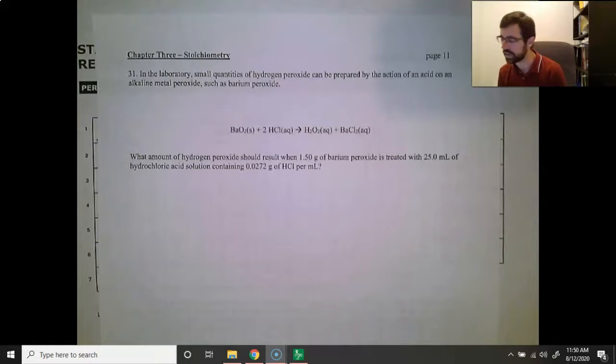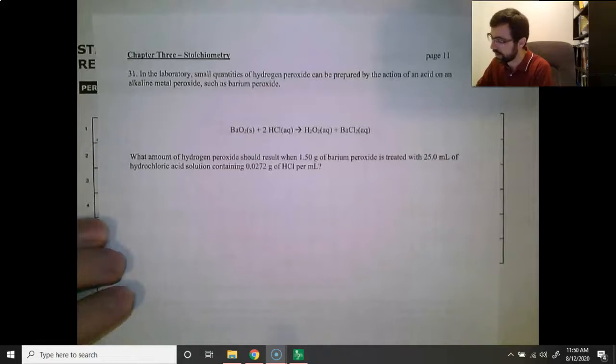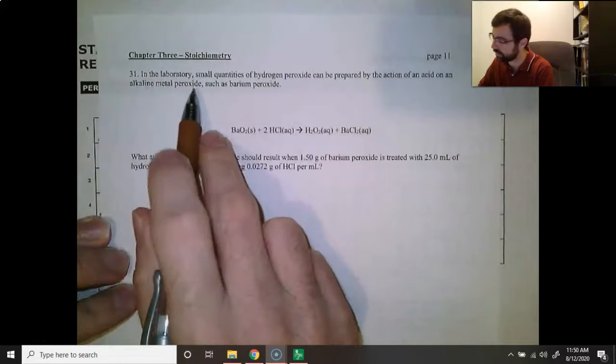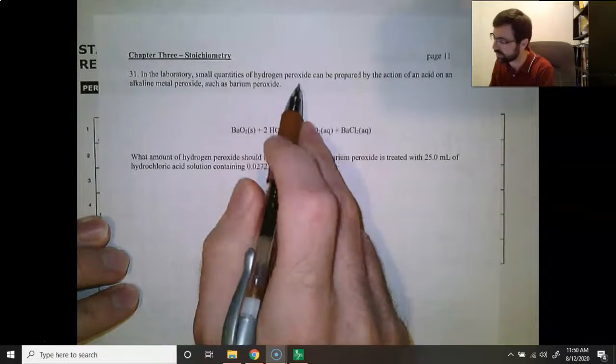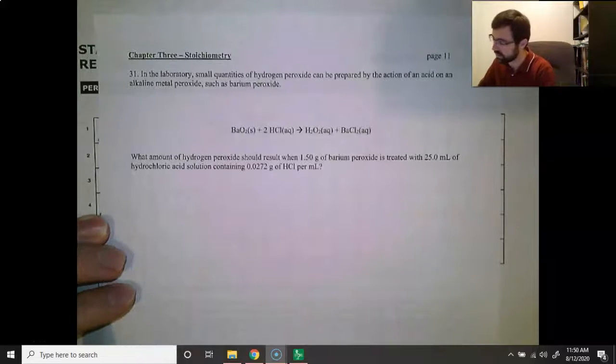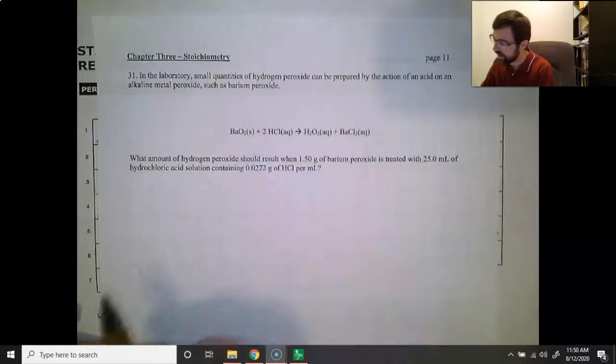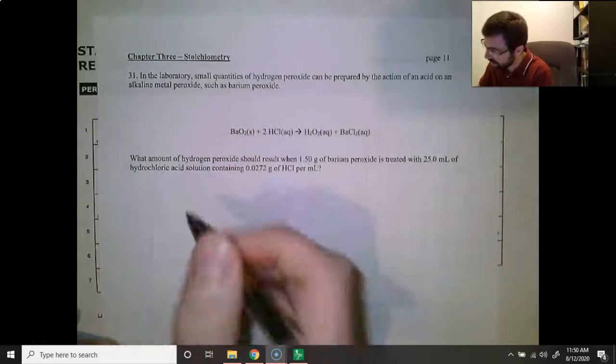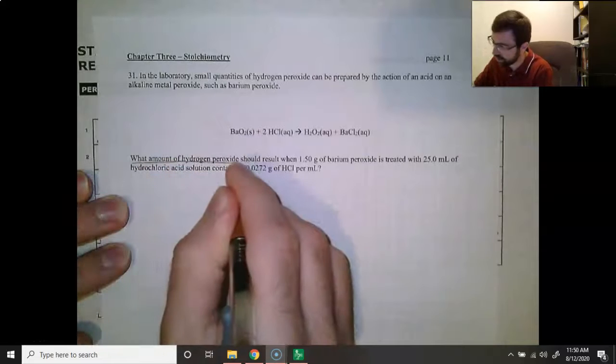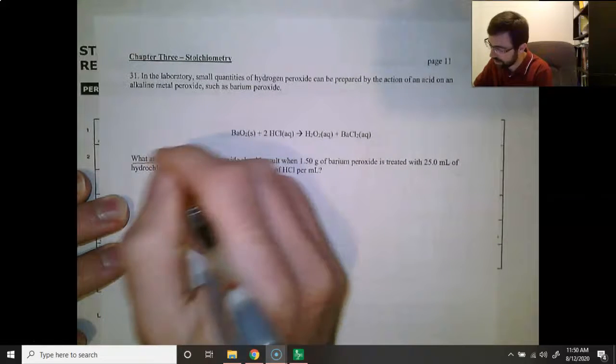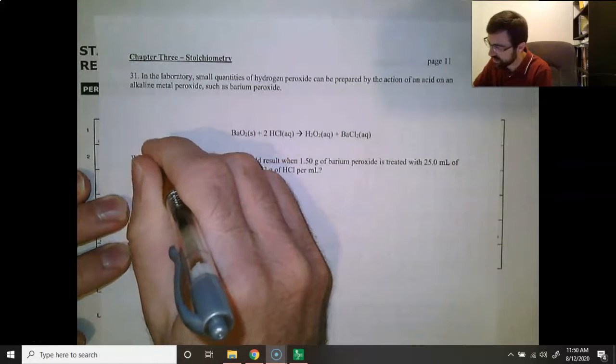It's kind of a tricky question because we're involving more than just your typical stoichiometry. We actually have density in this. So let's talk about it real quick and we'll go through how to think about the question. It tells us some information. In the laboratory we can make small quantities of hydrogen peroxide using this chemical reaction. And it asks us what amount of hydrogen peroxide. I'm going to assume when it says amount it means mass. Just going to assume that.